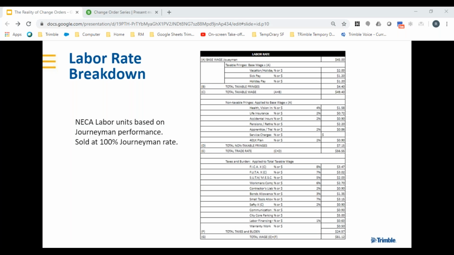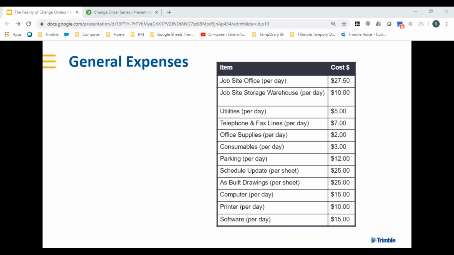That labor unit, if you notice, I'm not creating one for helpers or for apprentices, because I'm going to base that rate on journeyman performance hours, and that's where those NECA hours are in play. You might want to do that, though, for your supervision and project management to help them understand why those costs are where they're at.